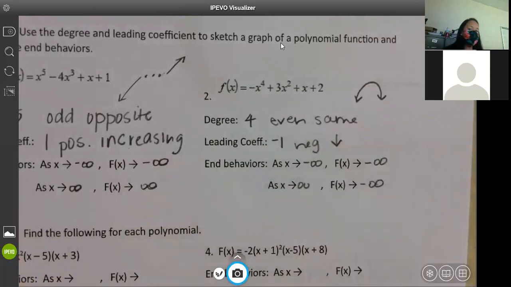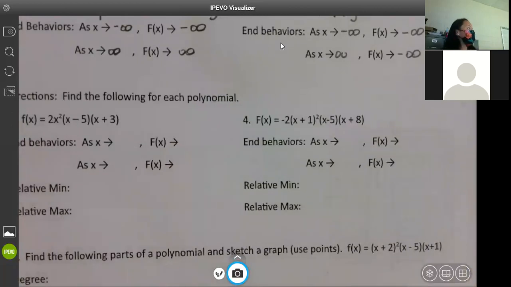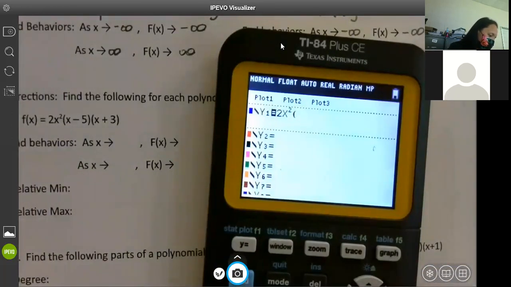Find the following for each polynomial. You're going to do the end behavior, but this time it's factored. Guys, if you can't remember how to do this, like with the adding, subtracting, whatever, what's another way you can do it? Yeah, put it in your calculator and see what the end looks like. So I'm going to do that for you just so you don't have to worry about it. So I'm going to go into y equals, make sure you type it in correctly, 2x squared, parenthesis, x minus 5, x plus 3.